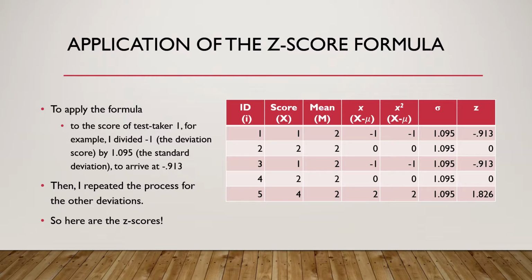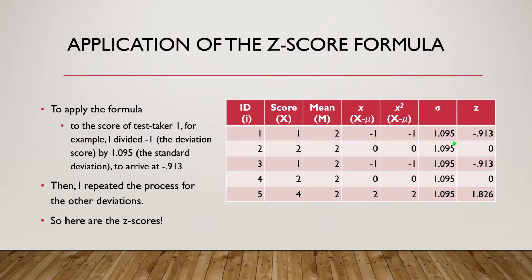Now let's apply the z-score formula to the data. To apply the formula, I'm going to take numbers from this column, the deviations, and divide them by the standard deviations. So for example, I'll take the deviation score of participant 1 here, test taker 1, which was -1, and I'm going to divide it by the standard deviation of 1.095. And when I did that, I got a value of -0.913. And that's the z-score for the first test taker.